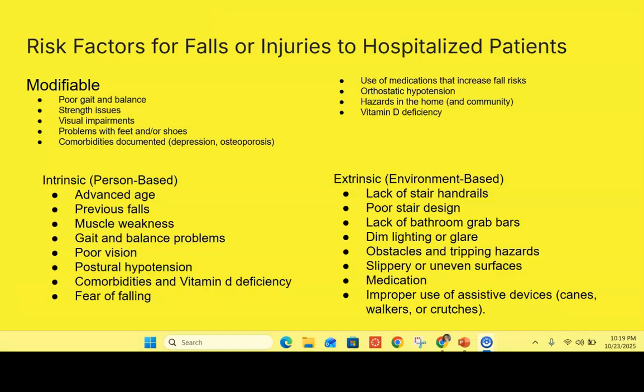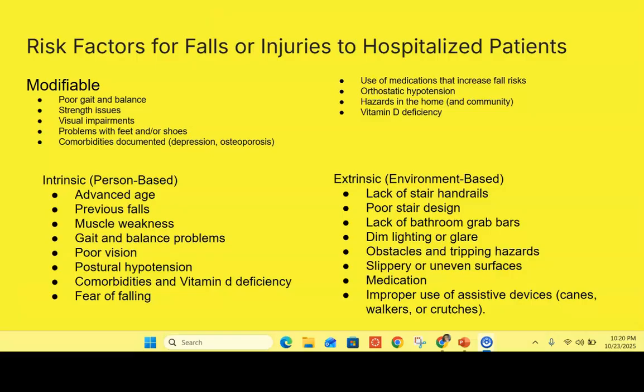So we're going to go through two different aspects of risk factors. So there's intrinsic, which is a person-based risk factor. So an advanced age, previous falls, muscle weakness, gait and balance problems, poor vision, postural hypotension, which is the same thing as orthostatic hypotension, comorbidities and vitamin D deficiency, and then the fear of falling. Those things increase the risk for a patient from having a fall.